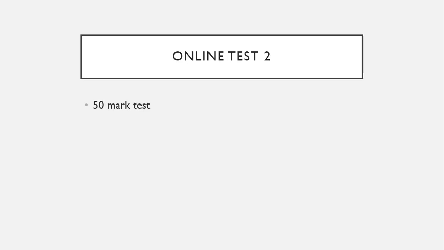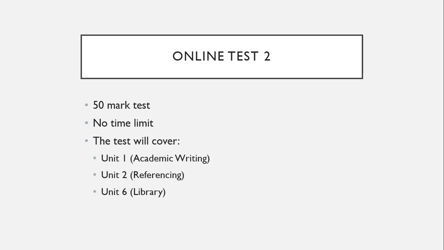Online Test 2 is a 50-mark test with no time limit. So you can start the test, close it for a bit, you can come back to it later. There is no time limit on this test. This test covers Unit 1, which is academic writing, Unit 2, which is referencing, and Unit 6, which is the library. This test will be marked by a group of markers, and it will be returned to you once it has been marked. This test comprises of longer questions and some paragraph answers as well, which is why it has to be marked by a team of markers.